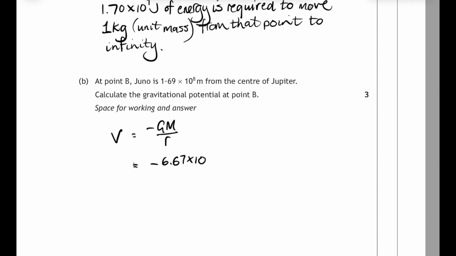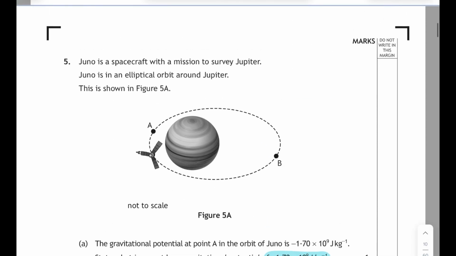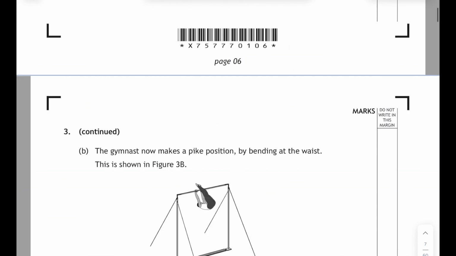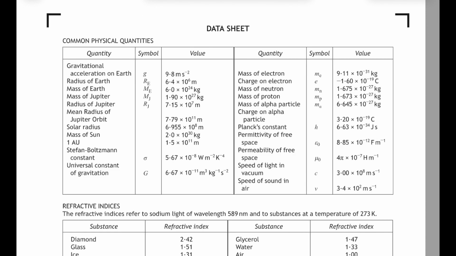Now big G is 6.67 times 10 to the minus 11, but where will we find the mass of Jupiter? It's not in the question, so the only other place it can be is in the data sheet. It's not usually in the data sheet, but remember the data sheet changes from year to year depending on what questions are in the paper, and there it is, the mass of Jupiter.